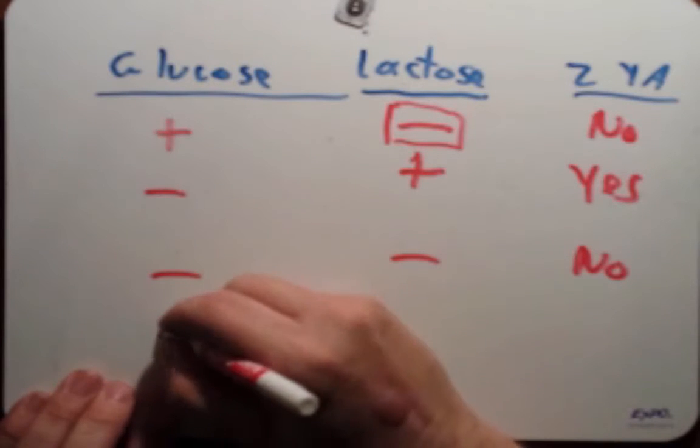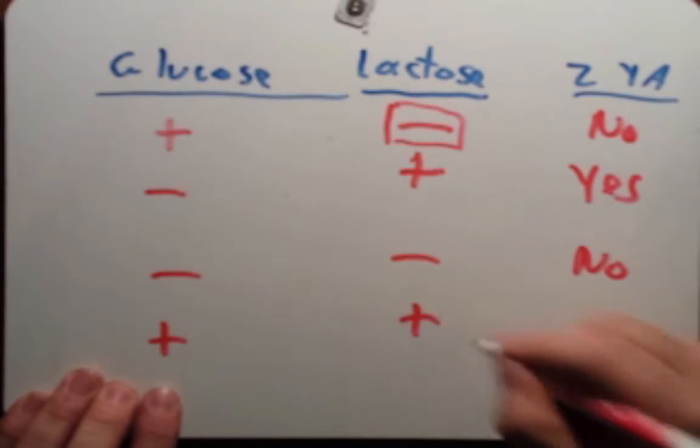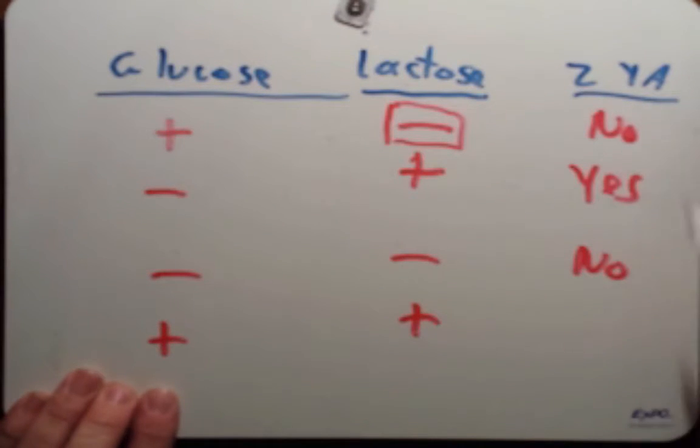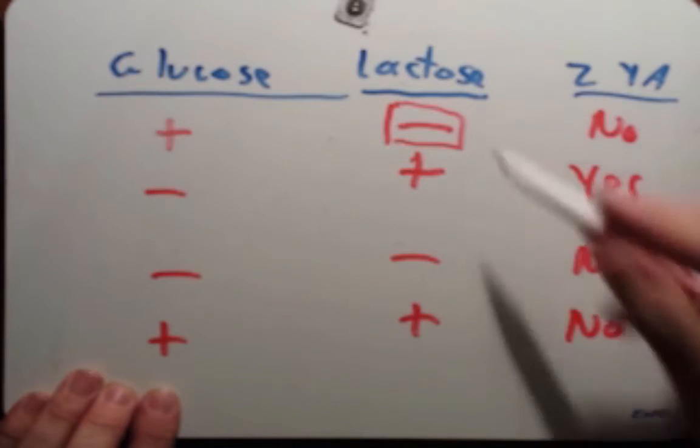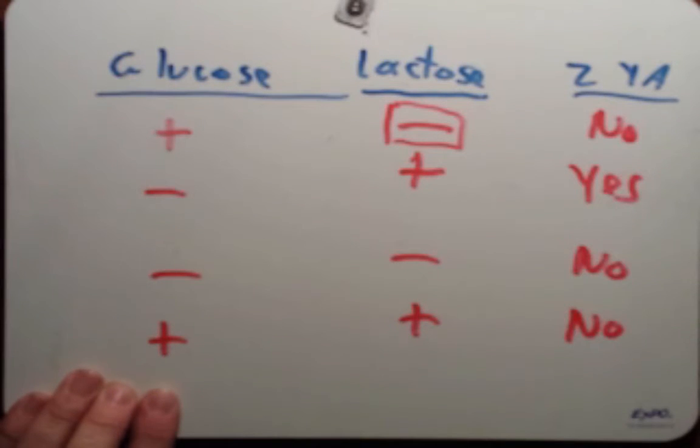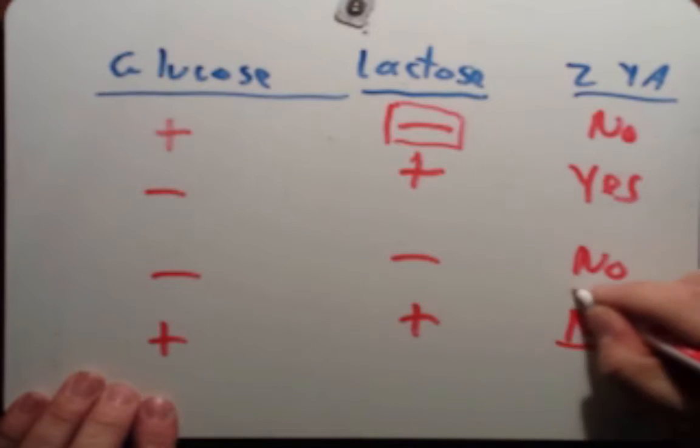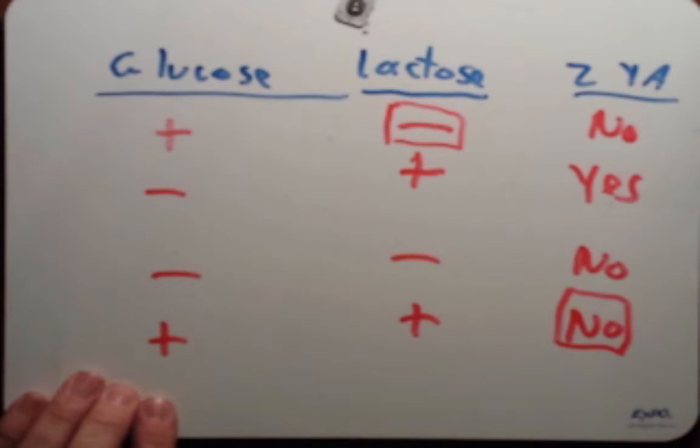Now the interesting question is, when you have both present, do you express these genes? The answer is no. My first thought would have been, sure, it's going to express these genes because lactose is present. Lactose is going to bind to the repressor, the repressor is going to fall off the operator, and when that happens, RNA polymerase will transcribe ZYA and we'll have that operon expressed. But that's not what we see. That's not what Jacob and Monod saw.